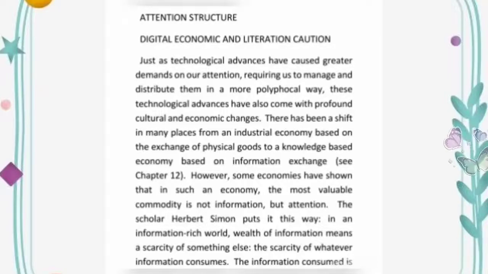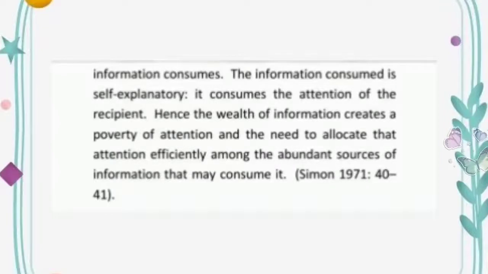However, some economists have shown that in such an economy, the most valuable commodity is not information but attention. The scholar Herbert Simon puts it this way: in an information-rich world, a wealth of information means a scarcity of something else. The information consumed is self-explanatory: it consumes the attention of the receiver. Hence, the wealth of information creates a poverty of attention and the need to allocate that attention efficiently among the abundant sources of information that may consume it.